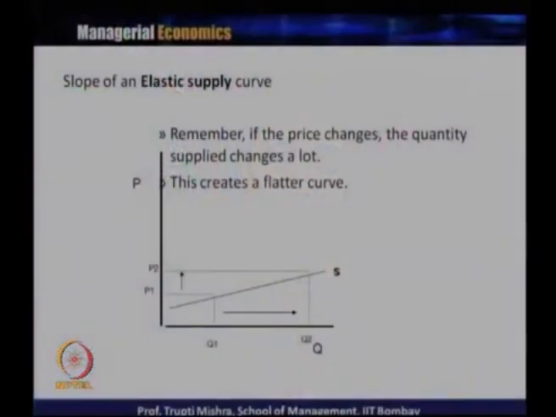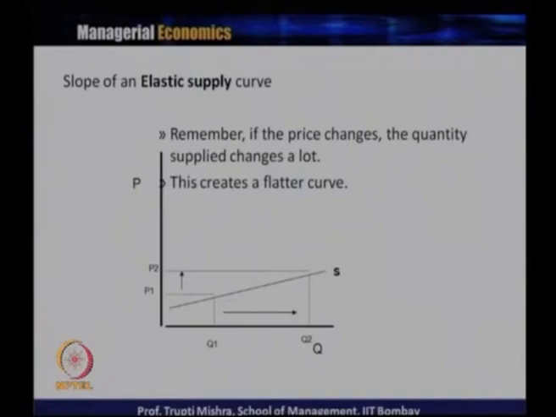Now, we will see how we graphically represent this elastic supply curve. Generally, in case of highly elastic, whether it is the supply or the demand curve, the slope is generally high and that leads to a flatter supply curve. So, if price changes, the quantity supplied changes a lot. Any small change in the price leads to a good amount of change in the quantity supplied, and that is the reason the slope is on a higher side and this creates a flatter curve.